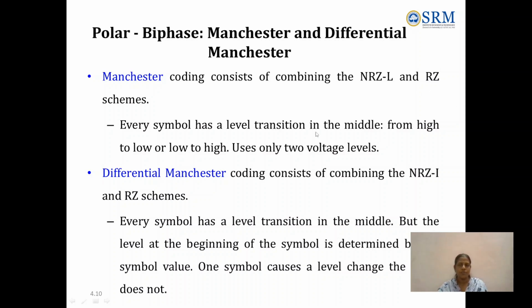Likewise in return to 0. Every symbol here will have a level transition in the middle, either from high to low or from low to high, and it uses only two voltage levels in the case of Manchester encoding.